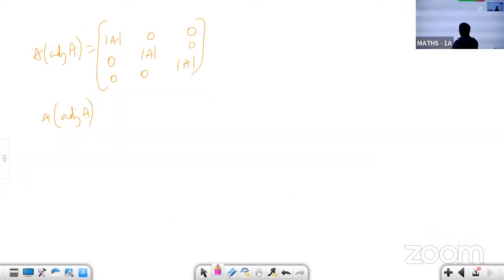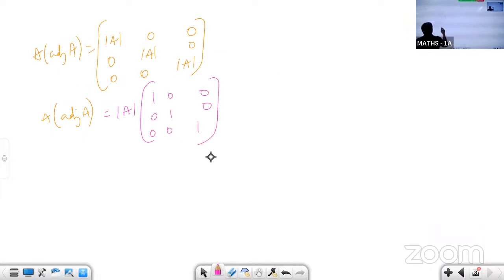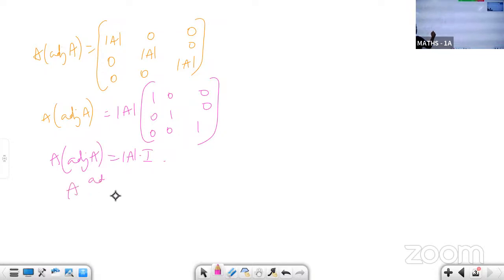Okay. Right. So now I'm going to take det A outside your matrix. That is 0, 1, 0, 0, 0, 1. So A into adjoint A is equal to det A into I. So A into adjoint A, I am bringing det A down, equal to I. So this looks like AB equal to I.